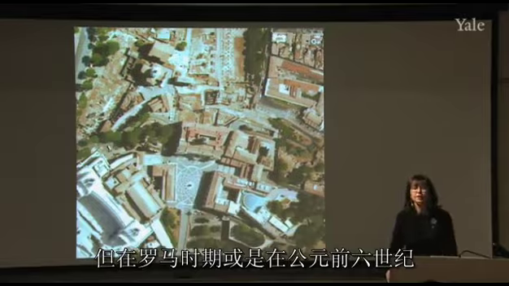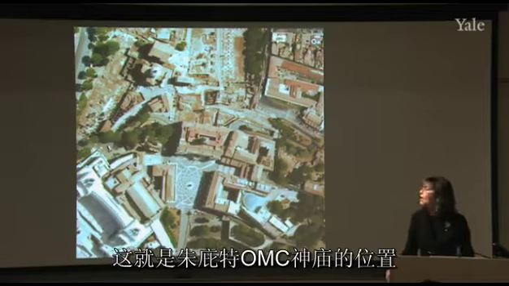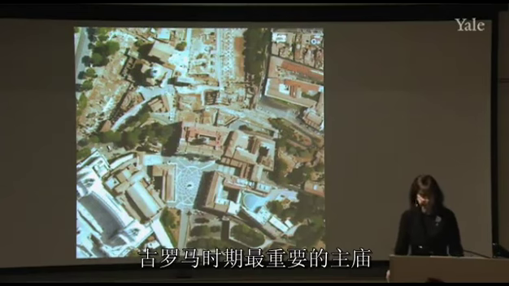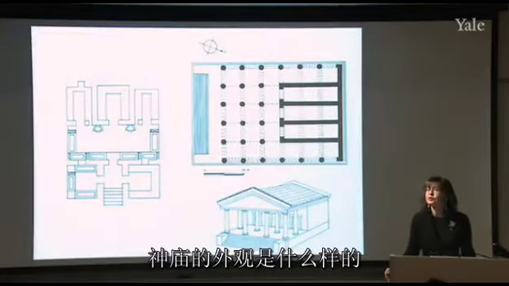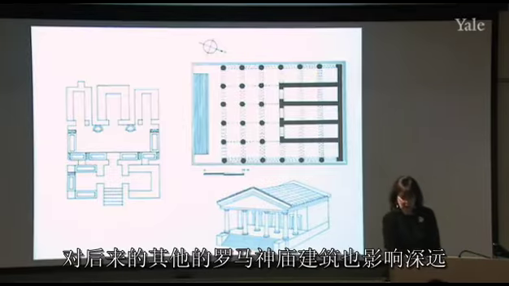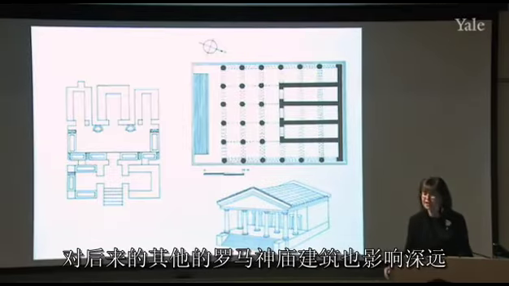But in Roman times, from the 6th century BC on, it was the location of the temple of Jupiter Optimus Maximus, the chief temple of ancient Rome, the most important temple of ancient Rome. What did that temple look like? And again, this is extremely important, not only for it, but for the rest of Roman temple architecture over time.